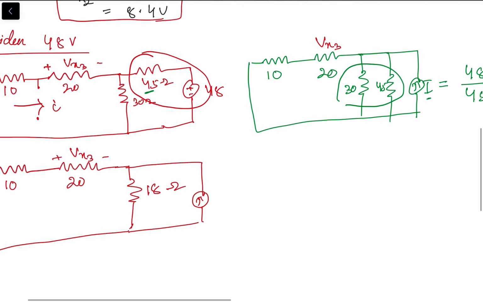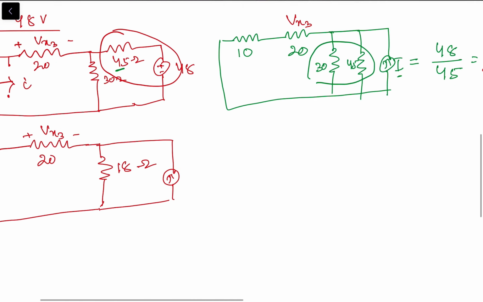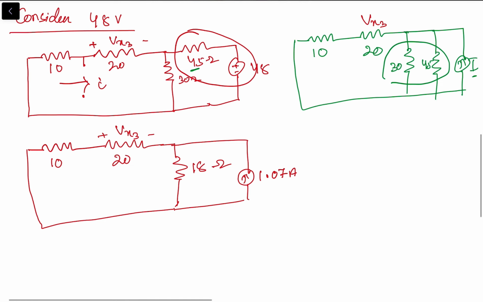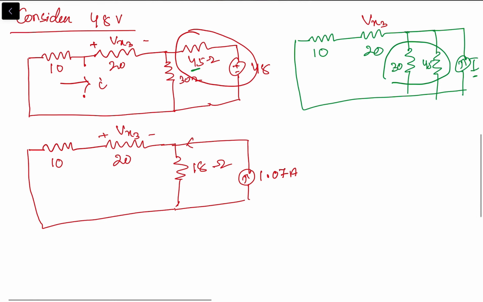Again here we have the current source, and whose value is how much? This value is 1.07 ampere. We have to find the Vx3 here. So how to find Vx3? You can see here this 1.07 ampere current is getting divided in this part and in this part, and we are considering our current in this direction.